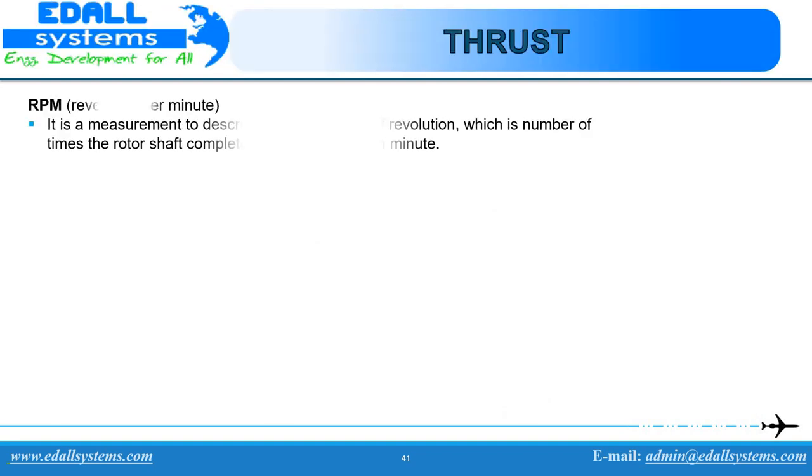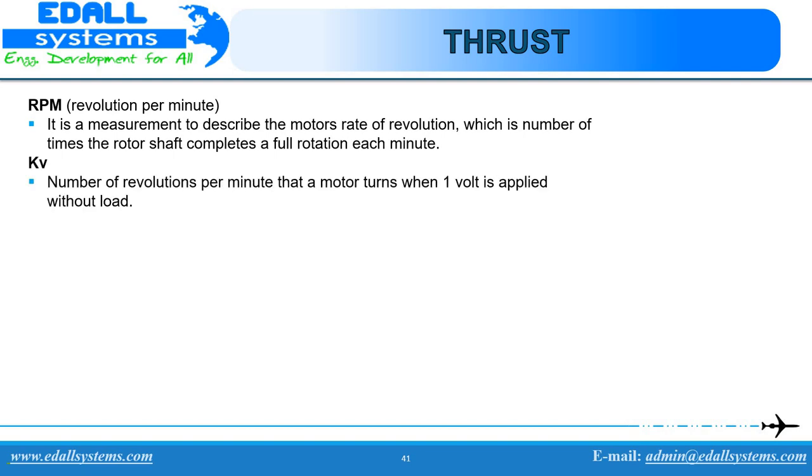Now let us discuss some terms of motor. RPM. RPM is a measurement used to describe a motor speed. It stands for revolutions per minute and describes the rate at which the motor is revolving, which is the number of times the rotor shaft completes a full rotation each minute.